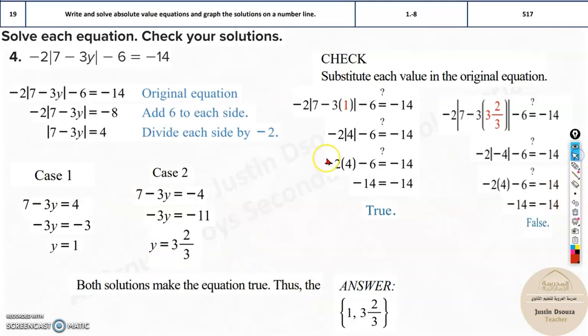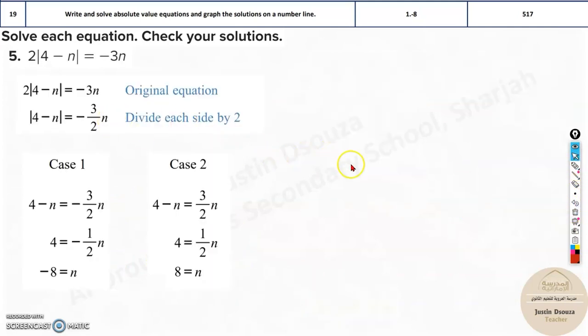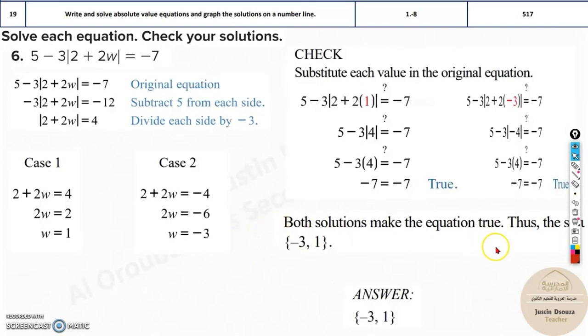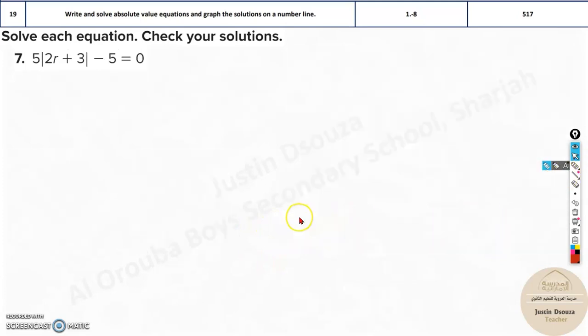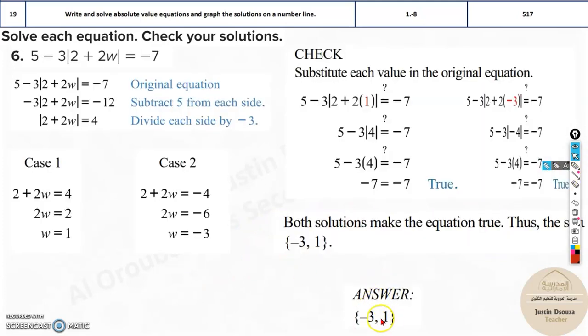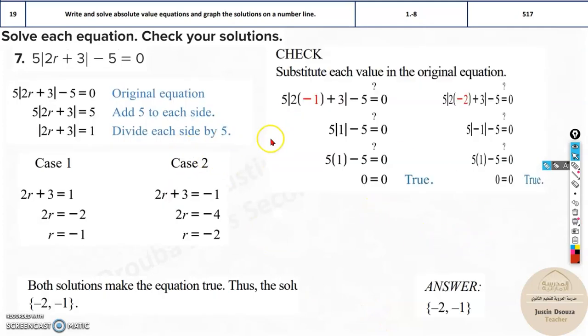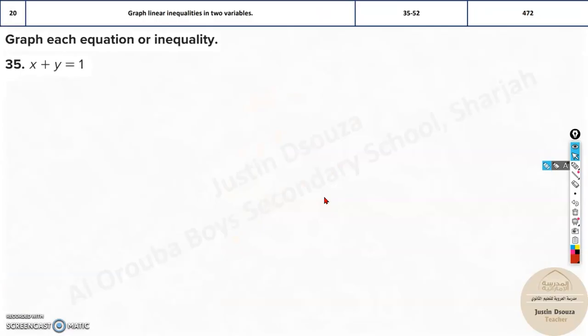Now, let's quickly see the other answers over here. This is true and the right side is false. Why? It is 8 is not equal to negative 27. So only one answer. If both are true, then it is true. See over here, both are true. So both the answers are considered. Similarly, please do solve the others. You can pause the video and check the explanation. And please do solve it by yourself and then check for the answers.